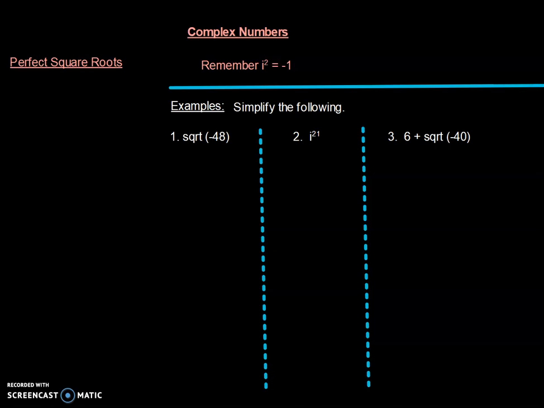Hey guys, so today we're going to go over complex numbers. A complex number is just a real number, which we'll call A, plus or minus an imaginary number, which we'll call B. And it's noted that it's an imaginary number because it has i with it. So A and B are just numbers.